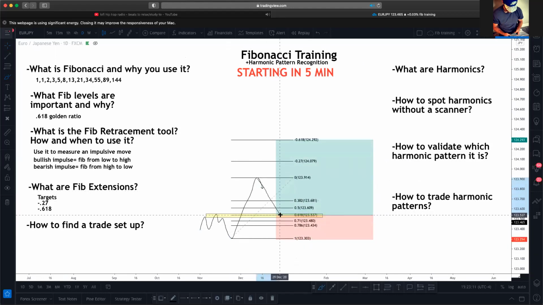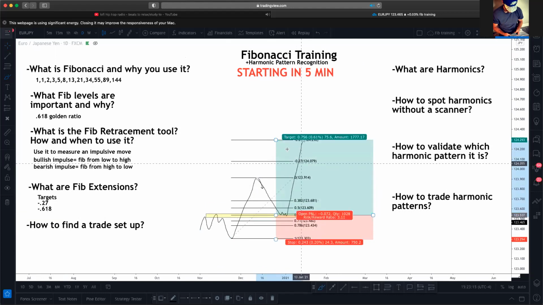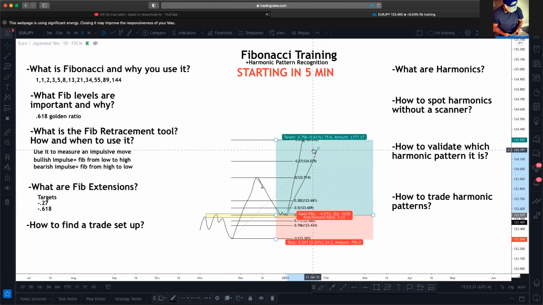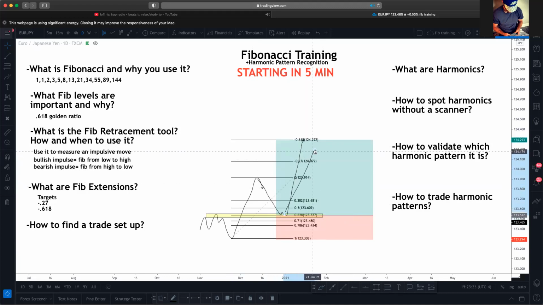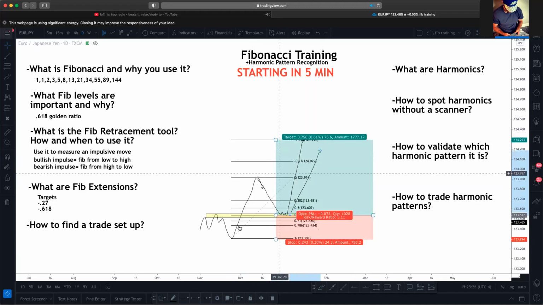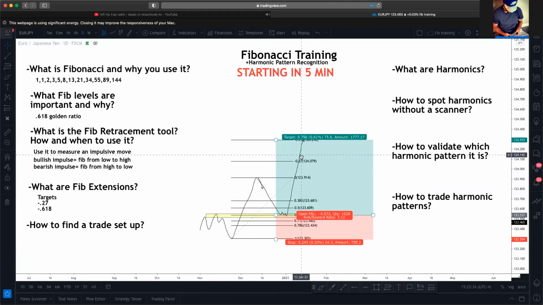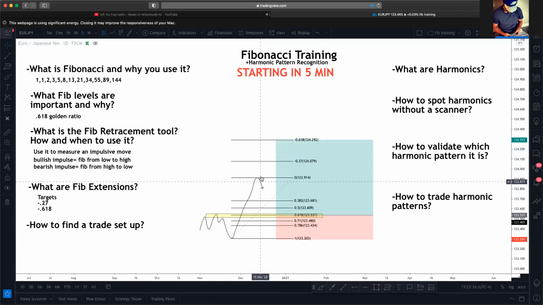If price comes down into the 61.8 and shows rejection, we're looking for pretty much a measured move off of this 61.8 up to here. Okay, that's what that is supposed to really. That's supposed to happen after price comes down and respects that golden zone. So yeah, that's exactly what it looks like. It's the opposite when it's bearish, you know.